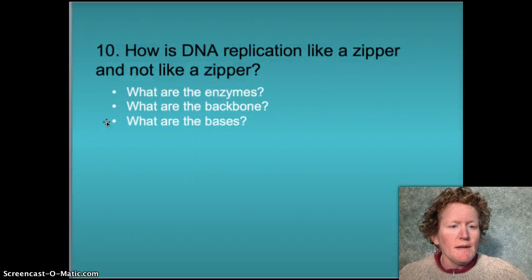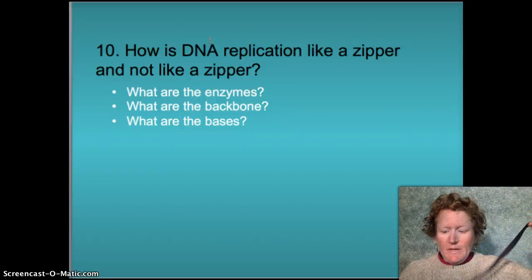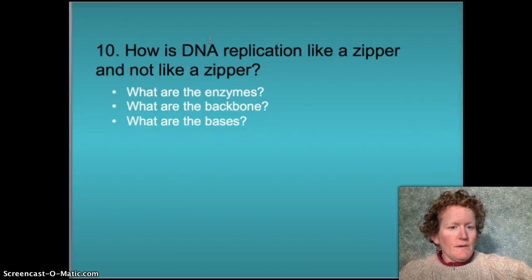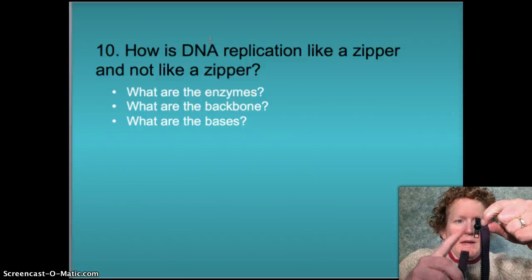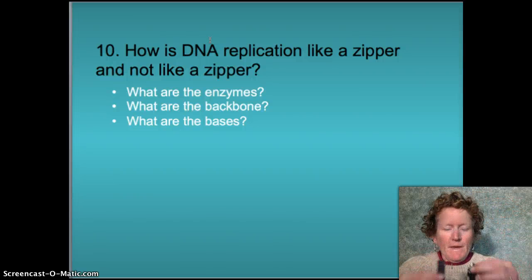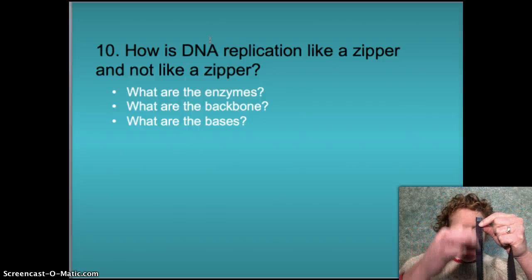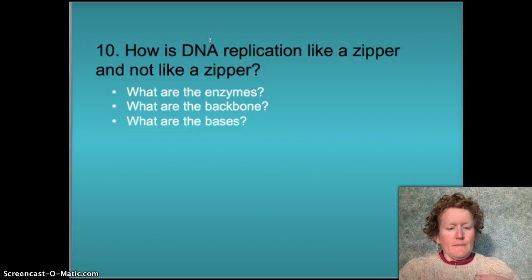So for question 10, we're going to talk about how DNA replication is like a zipper and not like a zipper. Well, it's like a zipper because DNA kind of gets unzipped. It has two sides. It has teeth that stick to each other. And it has something that breaks bonds and makes bonds. This pull here on the zipper would be an enzyme. The backbone here would be the fabric where you attach it to your garment. This would be the sugar phosphate backbone. And these are the bases here. The teeth of the zipper would be the bases.